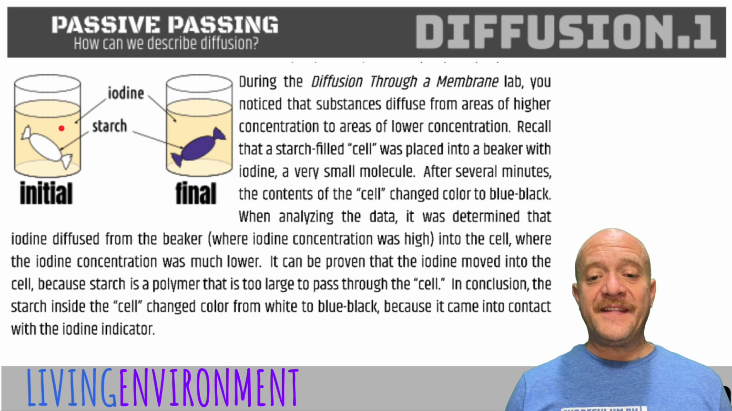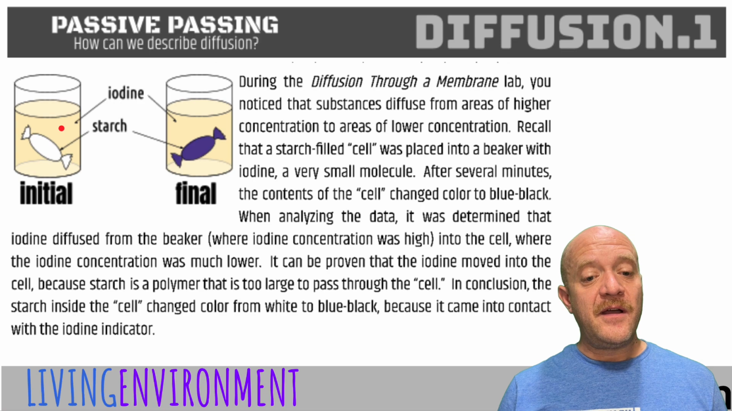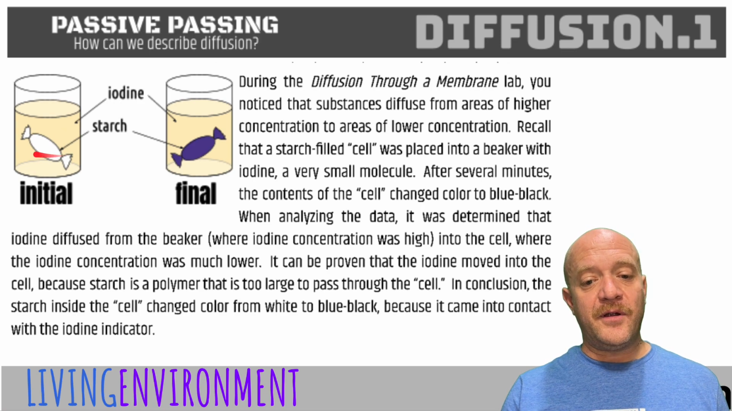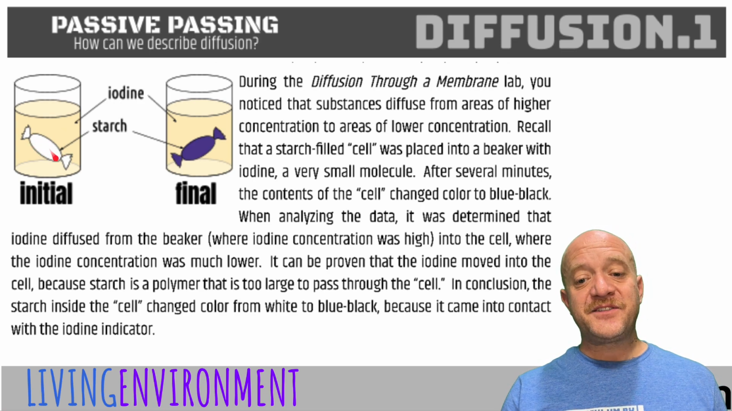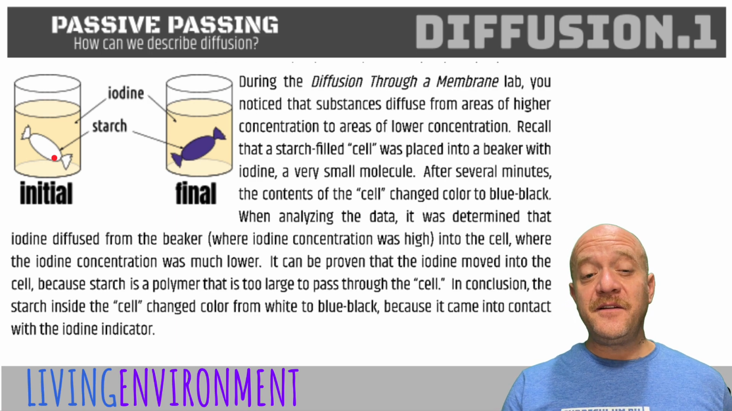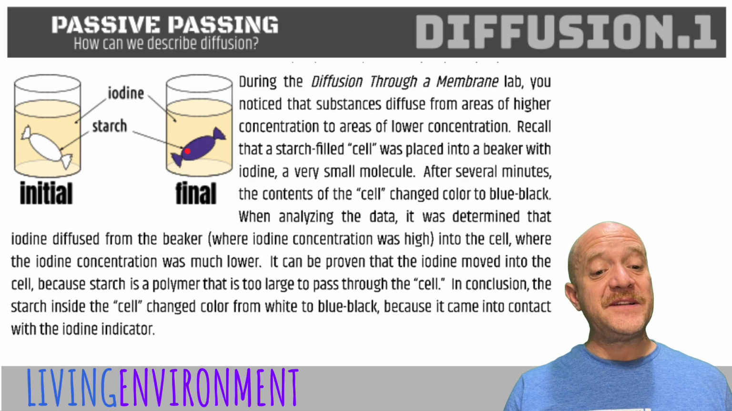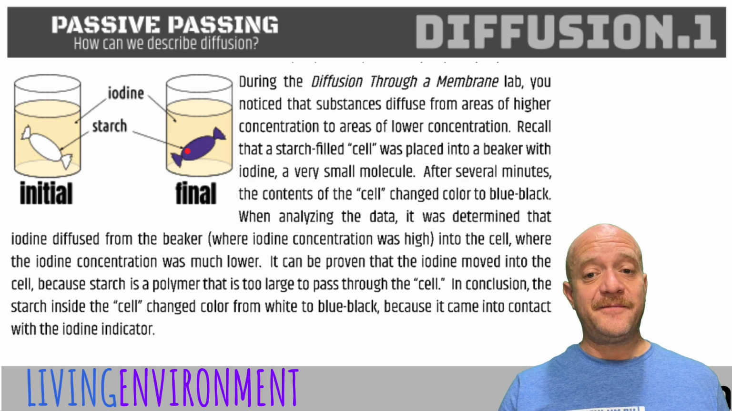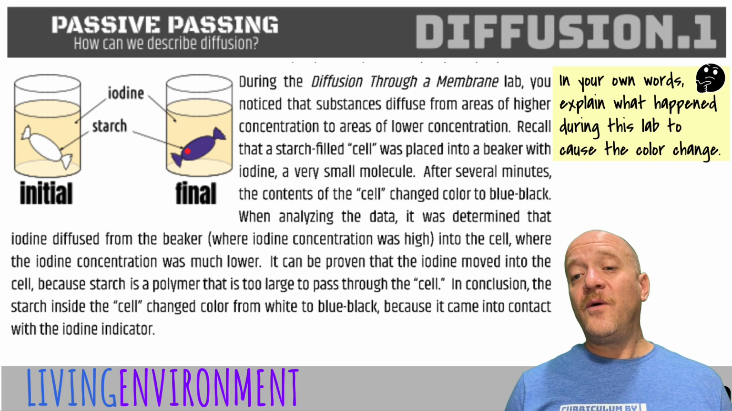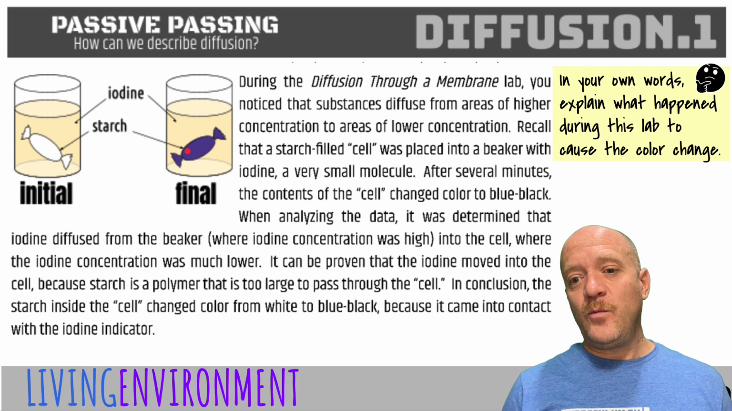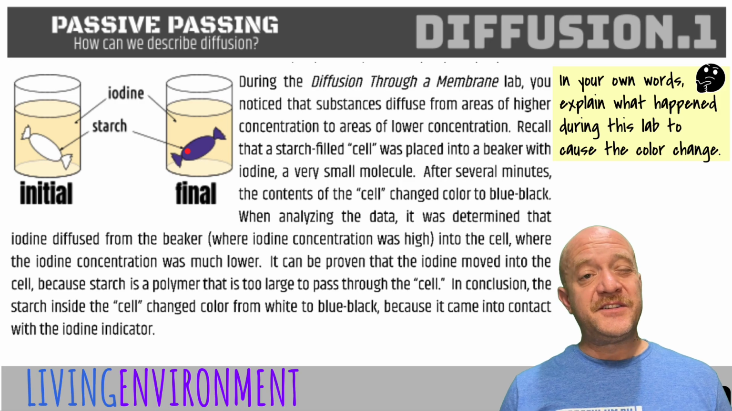It can be proven that the iodine moved into the cell because starch is a polymer that is too large to pass through the cell. In conclusion, the starch inside the cell changed color from white to blue-black because it came into contact with the iodine indicator. In your own words, I want you to explain what happened during this lab to cause the color change.